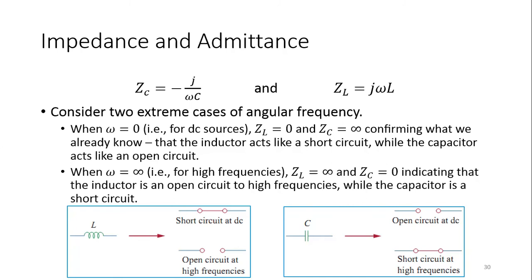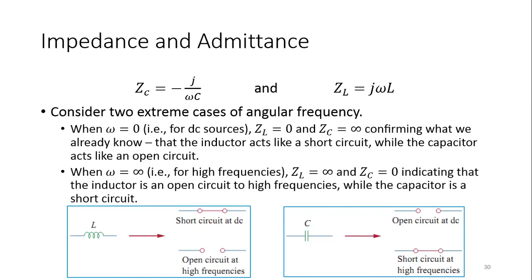The capacitive impedance ZC is equal to minus j upon omega C. It is the same as 1 upon j omega C, just a mathematical manipulation to convert 1 upon j omega C to minus j upon omega C. And for inductive impedance, ZL is the symbol used here, and it is equal to j times omega L. Consider two extreme cases for these two impedances.